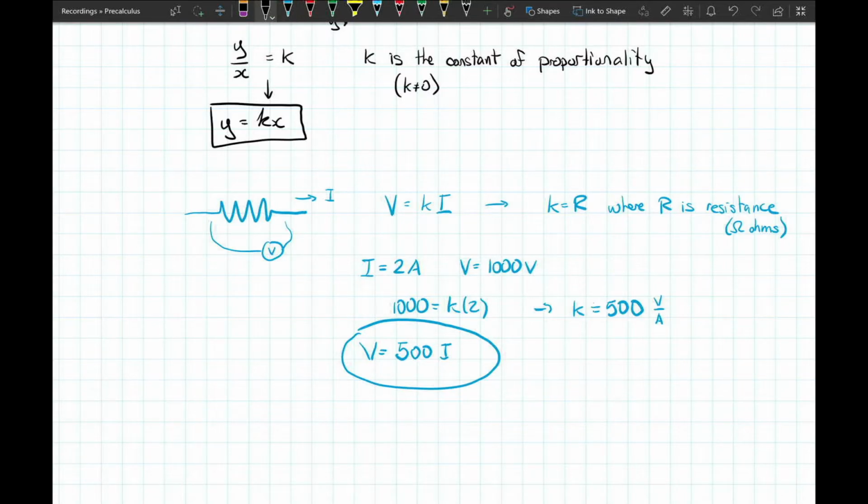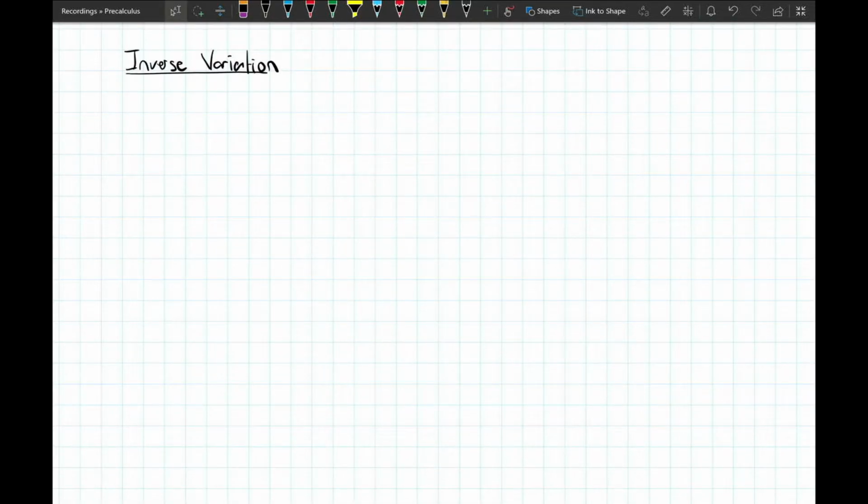So here's an example where we have direct variation, but then we sometimes will find that y does not vary directly as x. It's quite possible that sometimes when we increase the value of x, we'll see that y decreases. Let's take a look at that kind of example. With inverse variation, we will see that when x is increasing, y decreases.